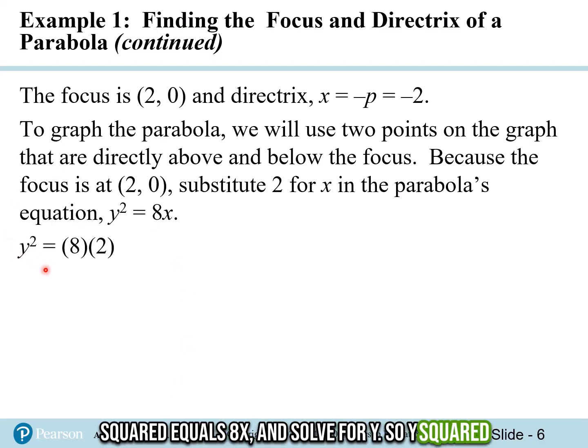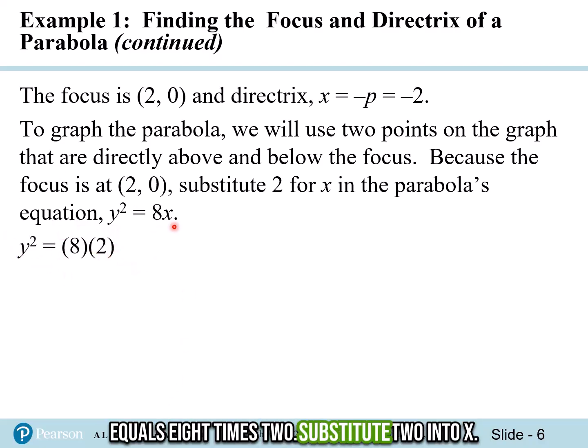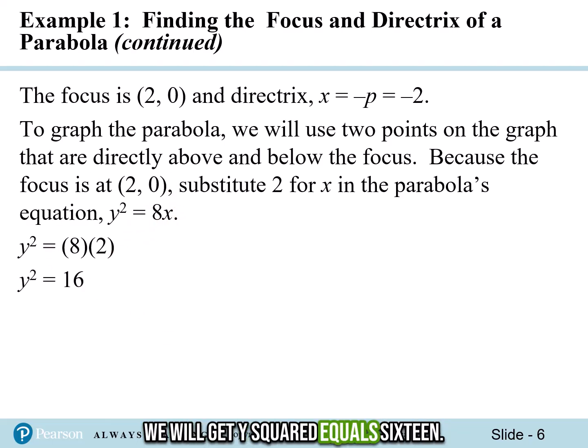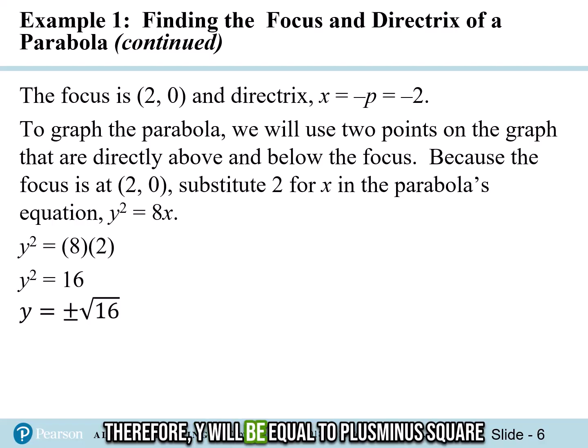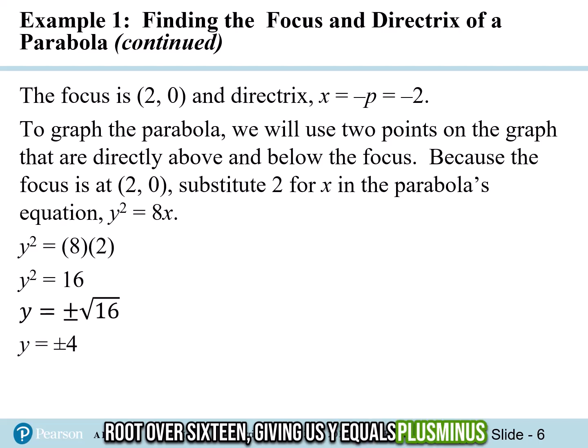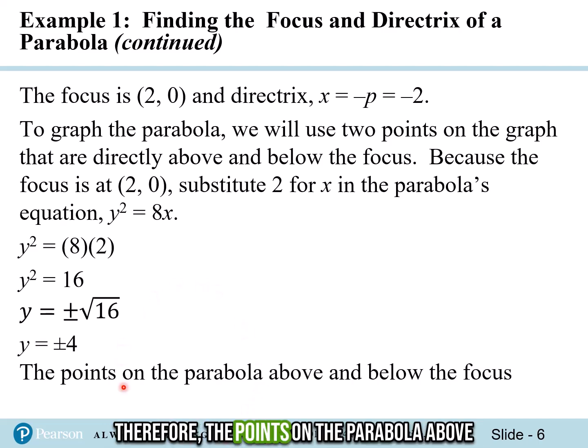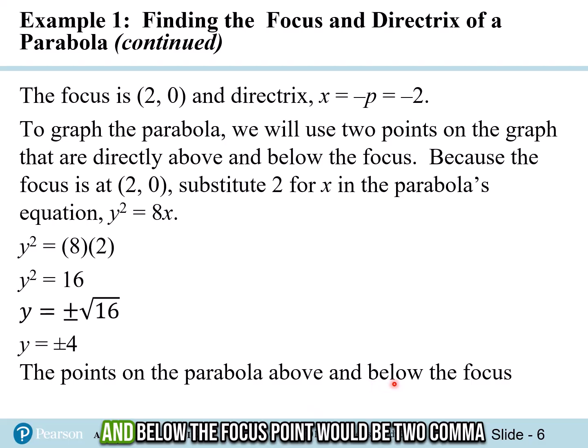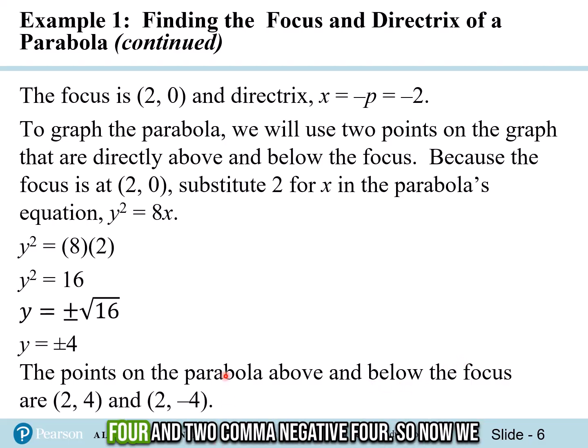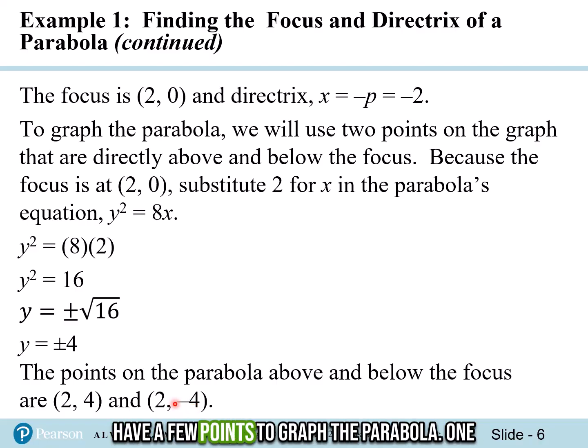So y squared equals 8 times 2. Substitute 2 into x. We will get y squared equals 16. Therefore, y will be equal to plus minus square root of 16, giving us y equals plus minus 4. Therefore, the points on the parabola above and below the focus point would be (2, 4) and (2, -4). So now we have a few points to graph the parabola.